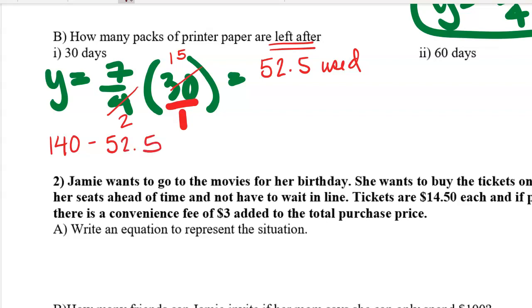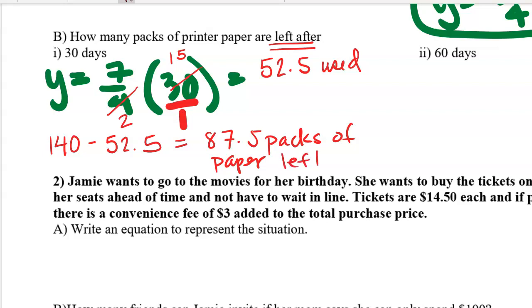Okay. So Sadie, take your calculator. 140 minus 52.5, or do it mentally. What do we get? 87.5 packs of paper. I'm sorry, what did you say? Leftover or used? What is it again? Leftover.